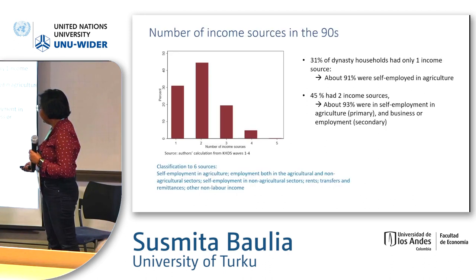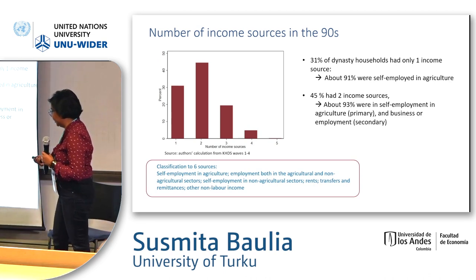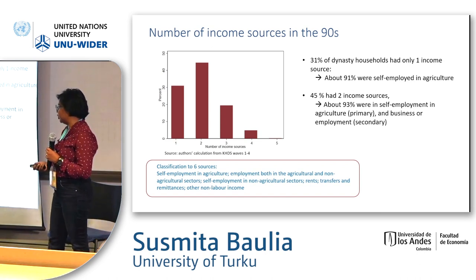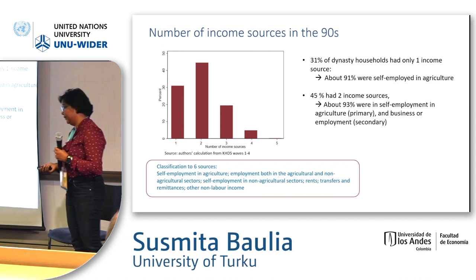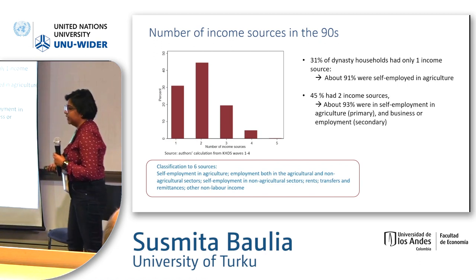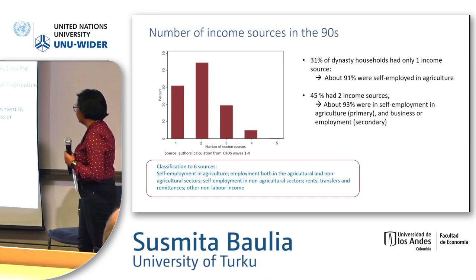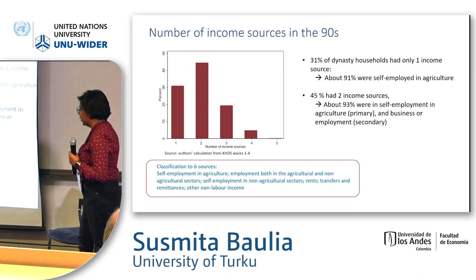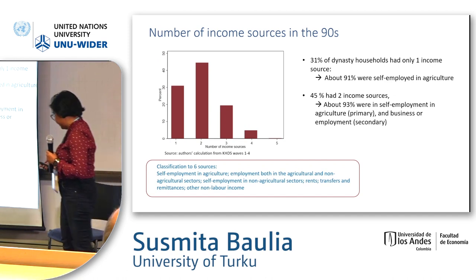And here we have the six income sources that we use to build our diversification information. So we are looking at self-employment in agriculture, employment in both agriculture and non-agricultural sectors, where you are employed by another entity, and then you could have self-employment in the non-agricultural sector, some business, and then rents, transfer and remittances, and finally non-labor income, which could be inheritance or pensions or savings interests and such. And from here, we can see that 31% of these households in the 90s had one income source, and about 91% were self-employed in agriculture. Most of the households had two income sources, and the primary being self-employment in agriculture, and the secondary being business or employment by someone else.